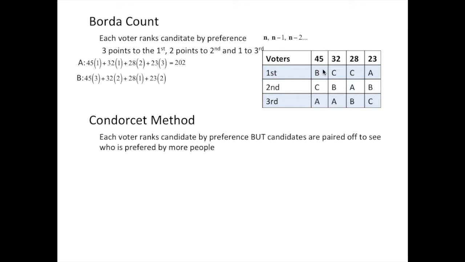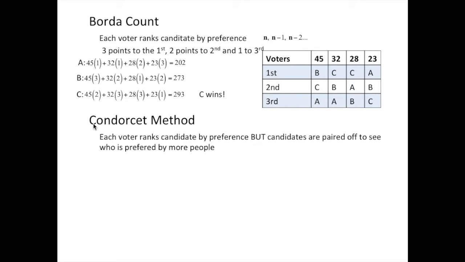B gets 45 times first place, 3, then 32 times second place, 2, then 28 times third place, 1, plus 23 times second place, 2. 45 times 3 plus 32 times 2 plus 28 times 1 plus 23 times 2 is equal to 273. Then candidate C gets 45 times 2 plus 32 times 3 points because that's first place, then 28 times 3 points because that's first place, and then 23 times 1 point because they were third choice here. 45 times 2 plus 32 times 3 plus 28 times 3 plus 23 times 1 gives us 293. C gets the most points.